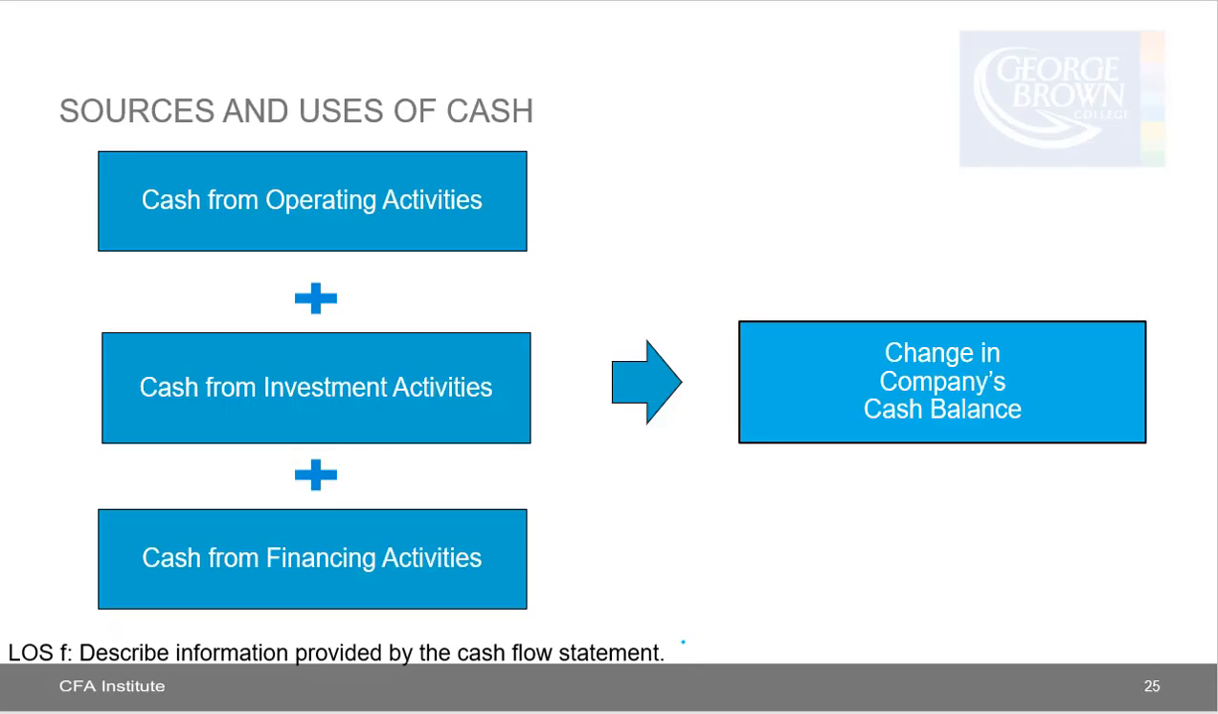So now we're moving on to learning outcome statement F, which is describe information provided by the cash flow statement. First we looked at the balance sheet, then we looked at the income statement, and now we're looking at the cash flow statement.